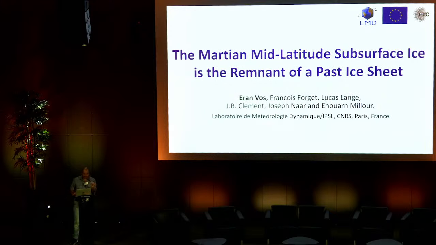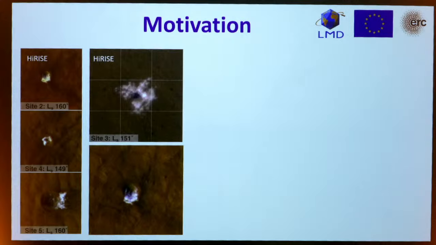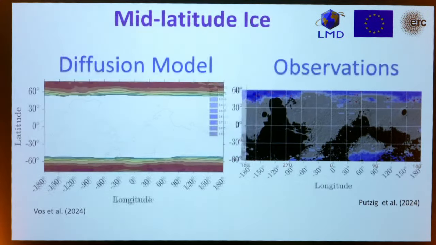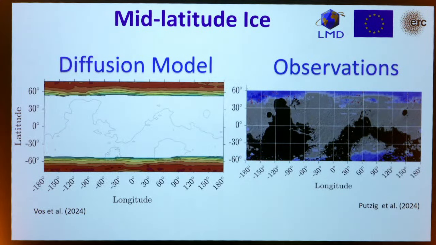Great. Thanks, Sylvain, for the great introduction. So today, the second time today, I'm going to talk about the Martian mid-latitude subsurface ice, which we think is a remnant of the past ice sheet that was deposited not very long ago. Of course, the motivation is super clear. We find ice in many locations. You've seen this plot several times today.